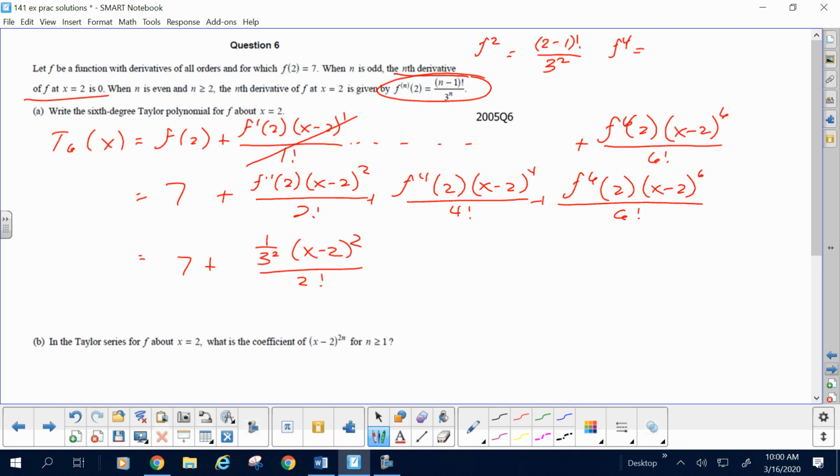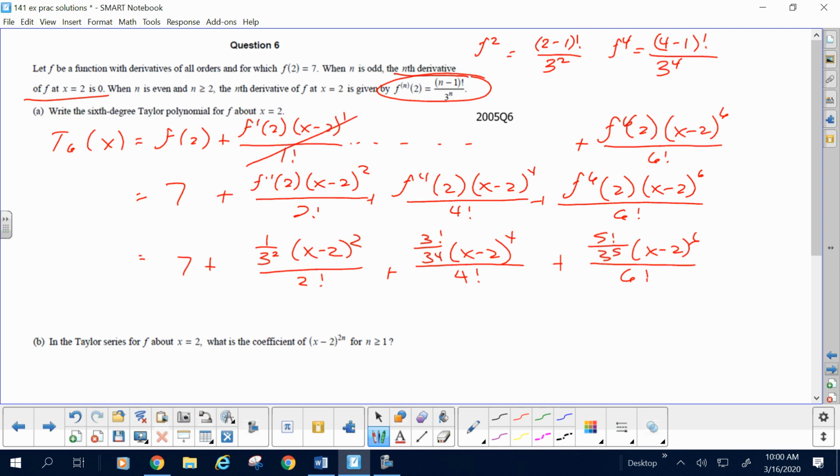For the fourth derivative, I'm looking at 4 minus 1 factorial over 3 to the fourth. So that's 3 factorial over 3 to the fourth, x minus 2 to the fourth over 4 factorial. And I could probably clean those up. I'll talk about that in a second. And then this guy is something like 5 factorial, 3 to the fifth, x minus 2 to the sixth over 6 factorial.